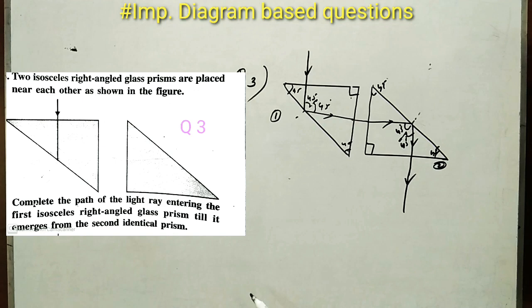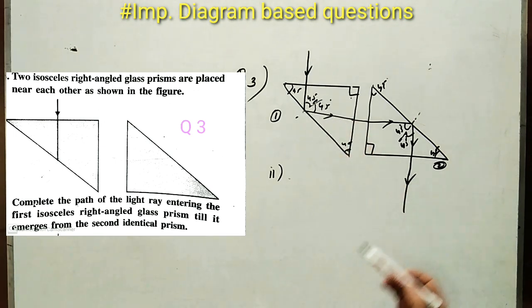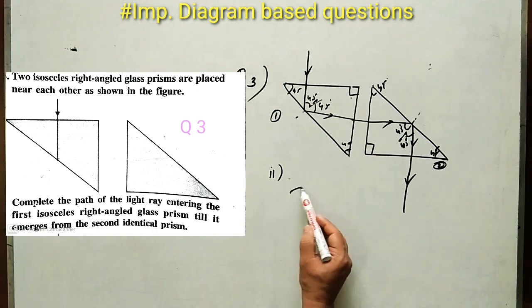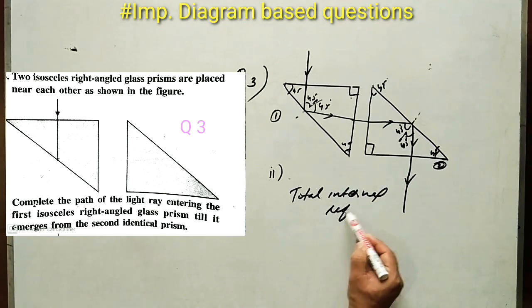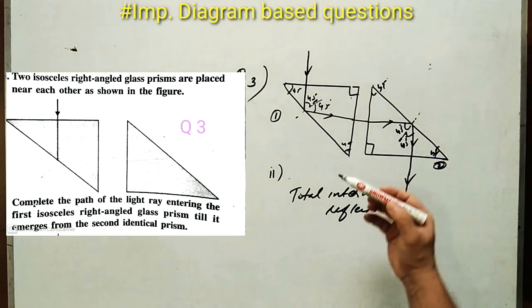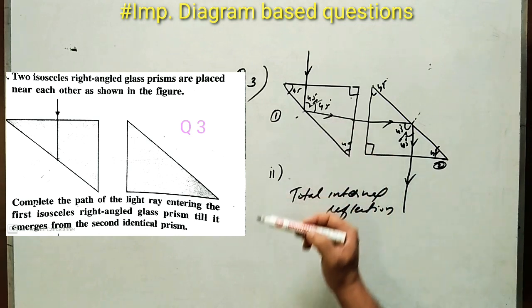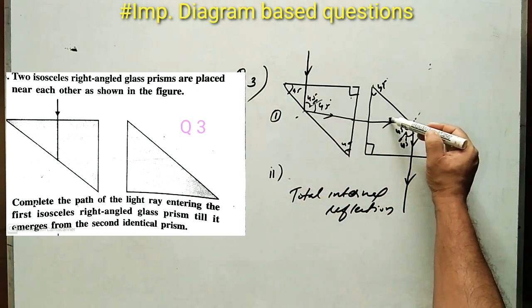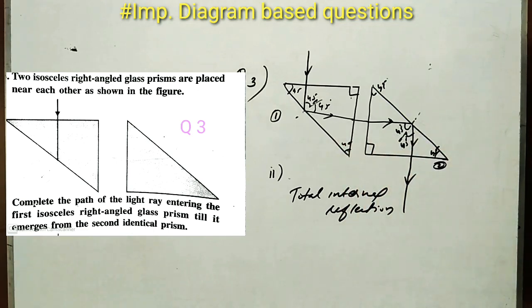The first part is over. And the second part: name the phenomenon being displayed by the path of the light ray in the diagram. What phenomenon is taking place here? The phenomenon of total internal reflection. Did you understand? So draw a neat ray diagram, label all the angles carefully, the angle of incidence and angle of reflection, and most importantly mark the direction of the light ray with the help of an arrow mark.